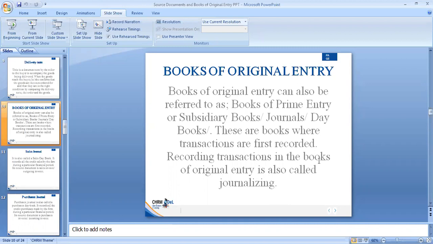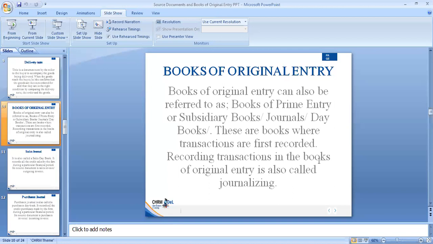These are simply the documents or statements where transactions are first entered. The transactions are first entered in the books of original entry before they are transferred to what we call the ledgers. So the books of original entry are books where transactions are originally entered before they are now transferred to the ledgers.